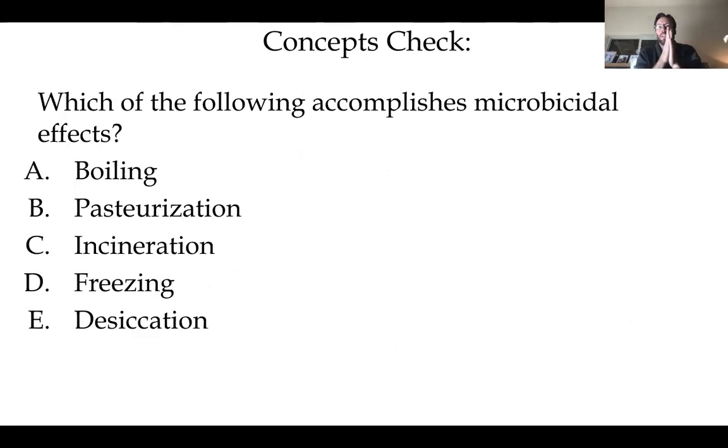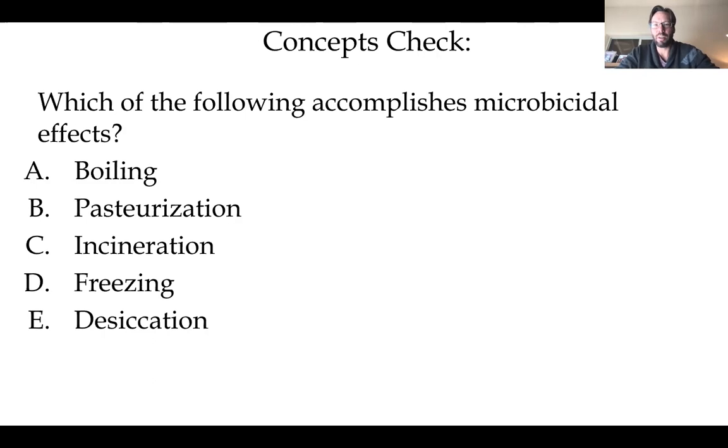All right, another check here. Which of the following accomplishes microbicidal, not microbiostatic? Microbicidal kills. Which of these things kills microbes? There might be more than one answer. C will not, actually. C is a microbiostatic process.